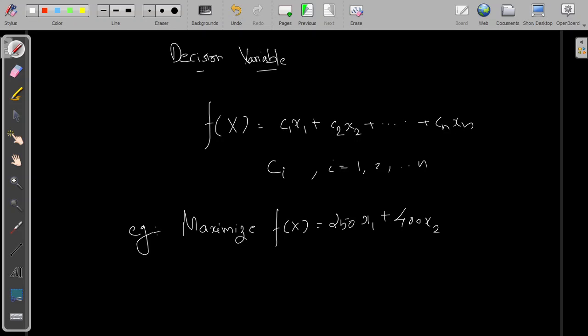Why? Because there is no x1 into x2 term, which would make it a non-linear function. What we mean by a non-linear function we have learned in the previous classes. If you have any doubt, you can refer to our very first video of this optimization, that is the introductory class. Then we have the constraints, right?